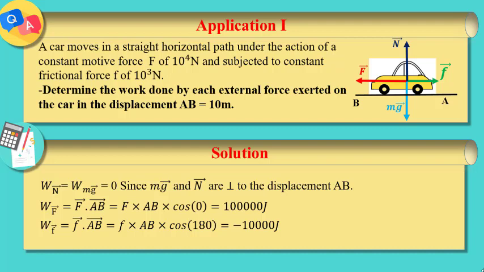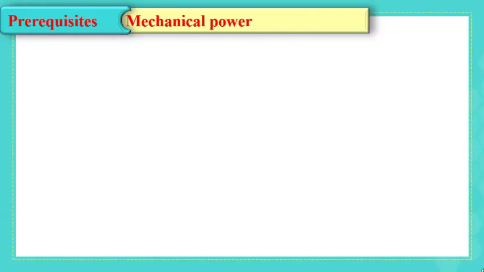So the work done by the normal reaction and the work done by mg is zero since mg and N are perpendicular to the displacement AB. While the work done by the force F, the force of the motor, is F dot AB, following the rule F AB cosine 0. The answer is 100,000 joules. The work done by friction is f vector dot AB vector. And here the angle between f and AB is 180 since f and AB are opposite vectors. So the answer is negative, minus 100,000 joules.